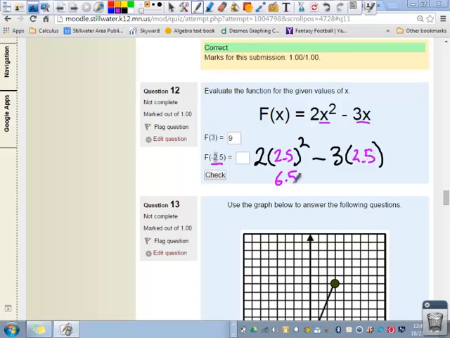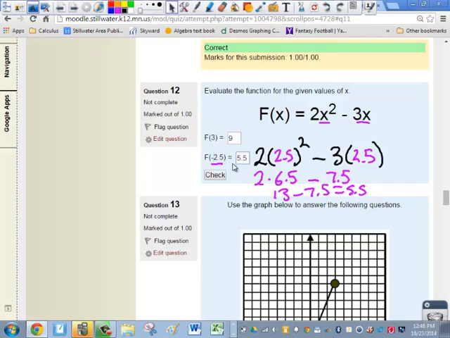So I got 6.5 times 2, minus 3 times 2 is 6. Another half of 3 is 1.5, so 7.5. Okay, and then 2 times 6.5 is 13 minus 7.5. Excuse me, everyone. And then 13 minus 7.5, math in my head, 5.5. Okay, let's see if I did that one right. I'm a little worried. When I squared the 2.5, I think I got it right. Let's check it.